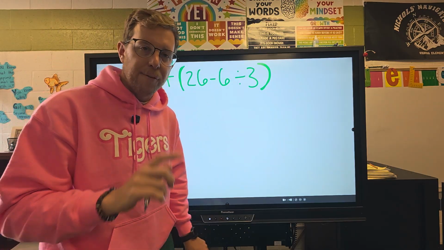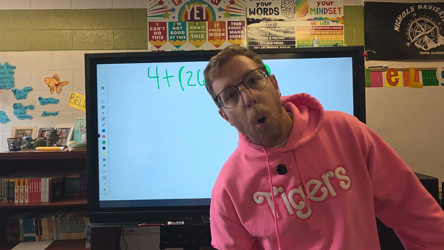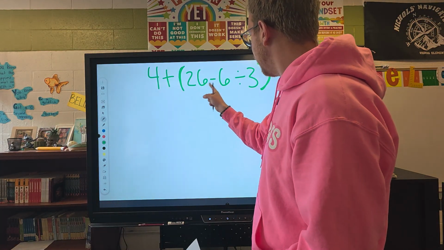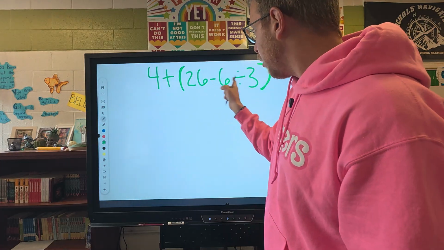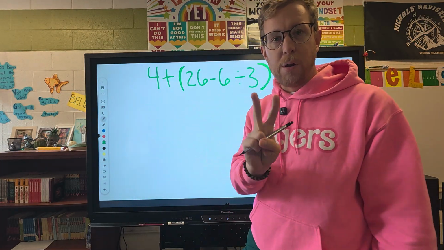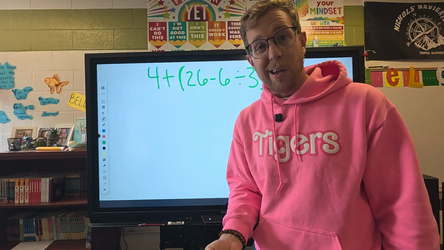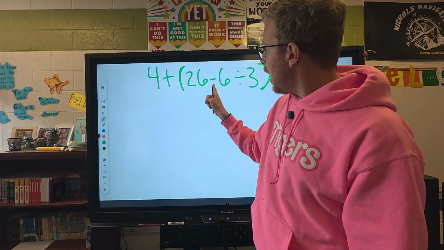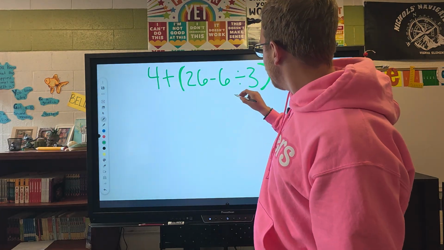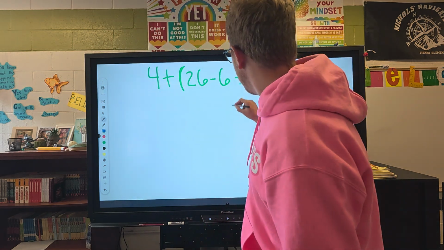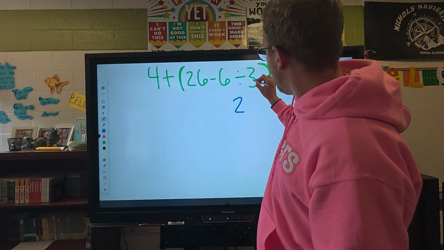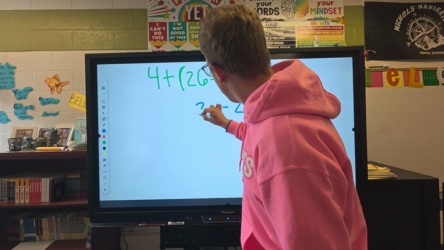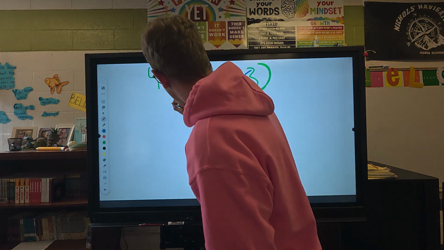Now, what we said for step 1 is always grouping symbols. So in this one, our grouping symbols are 26 minus 6 divided by 3. So we're going to start with our grouping symbols. Again, there's two different operations in here. For this one, we are going to start with division because division comes before addition and subtraction, okay? So I'm going to do 6 divided by 3. 6 divided by 3 is 2 because 2 times 3 is 6. I'm going to cross that out and I'm rewriting everything that existed before I solved that.